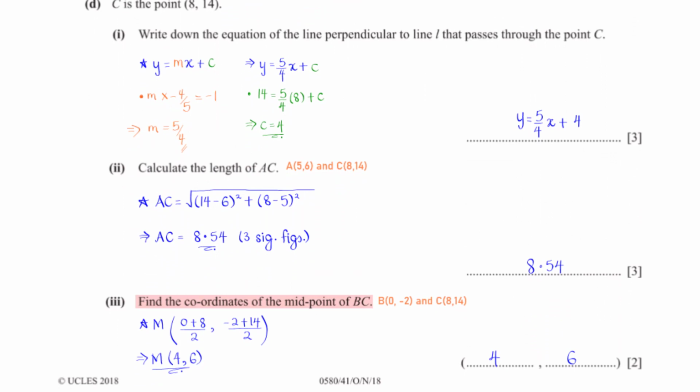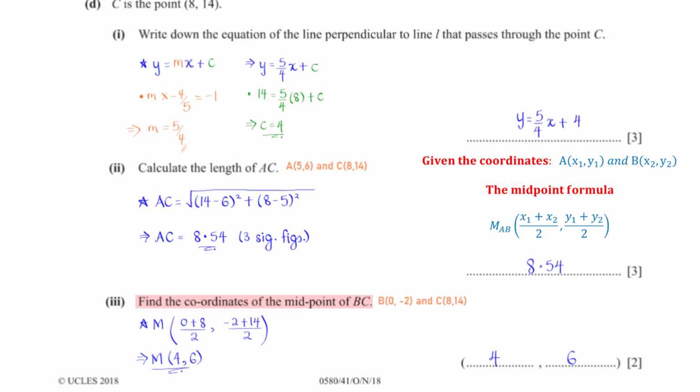Find the coordinates of the midpoint of BC. We already know the coordinates of points B and C. So to get the midpoint of BC, we apply the midpoint formula. So for the x-coordinate of the midpoint, we have 0 plus 8 over 2, which is equal to 4. And for the y-coordinate, we have negative 2 plus 14 over 2, which is 6.